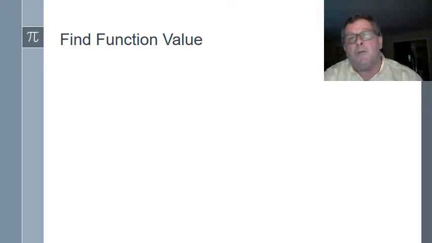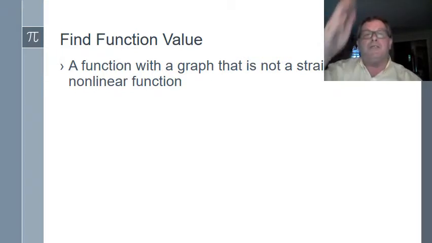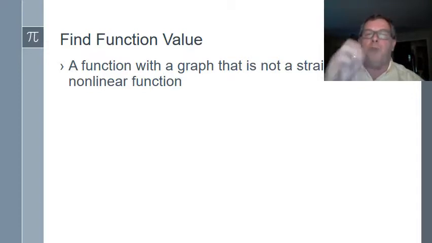I keep teasing you that we're going to find function values, but there's just one more thing. A function with a graph that is not a straight line is a nonlinear function. If we input the function equation into a calculator and then go to the graph, we'll see the appearance of that graph. What the calculator is doing is trying to calculate every possible value of x and what y would equal, and then it plots that on the graph.